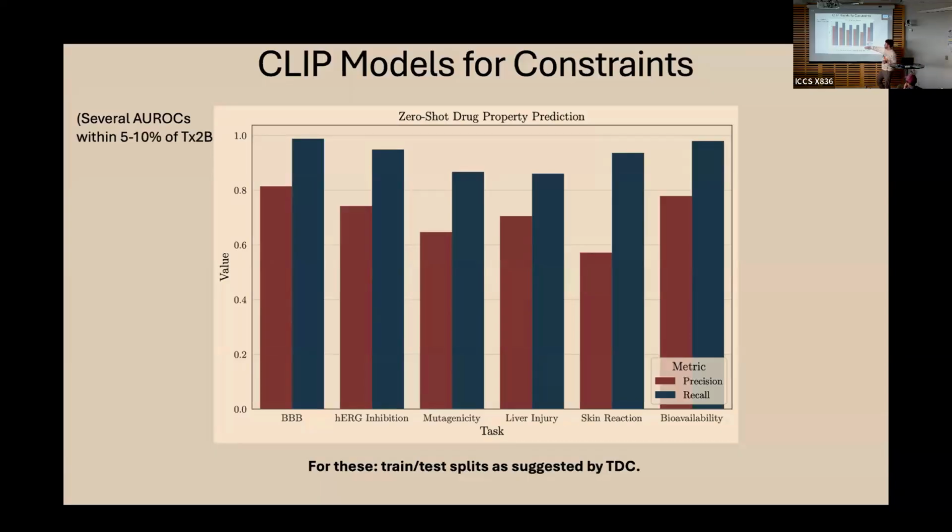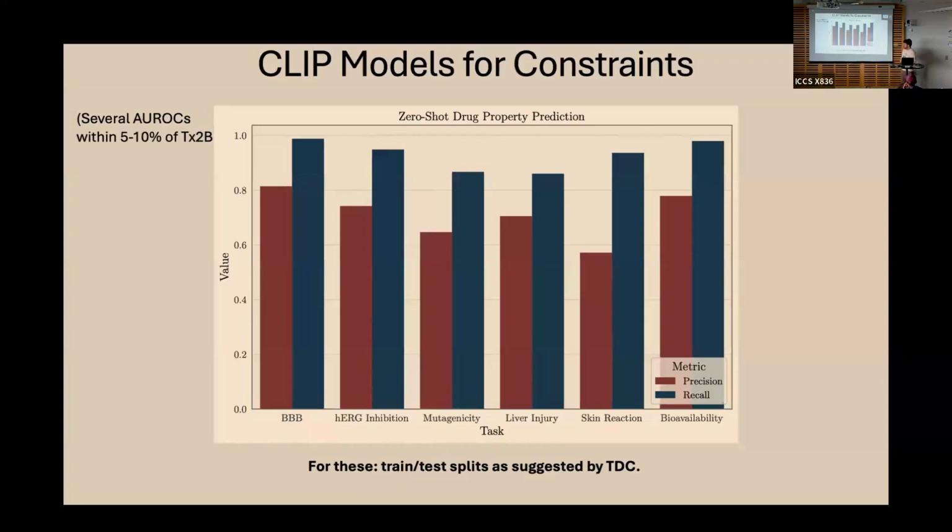So the point here is that essentially 100% of the molecules that do cross the blood-brain barrier, we did identify as yes, those cross the blood-brain barrier, right? We recalled all of the molecules. And then the low precision means that we had some false positives, right?